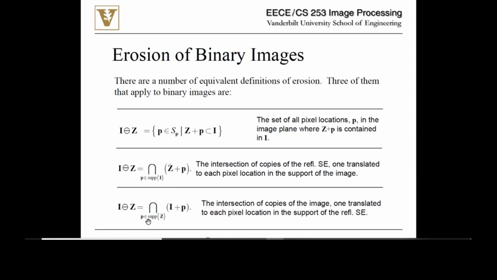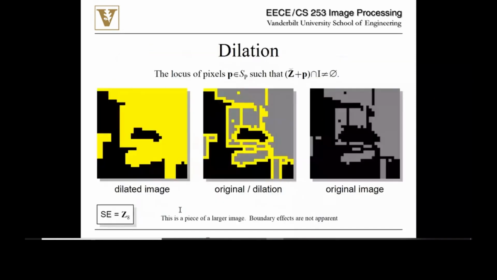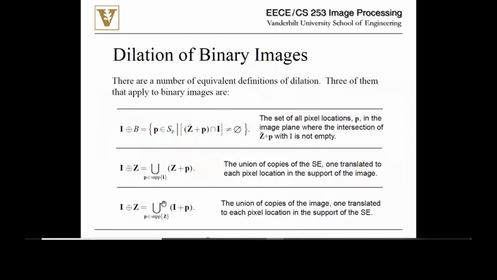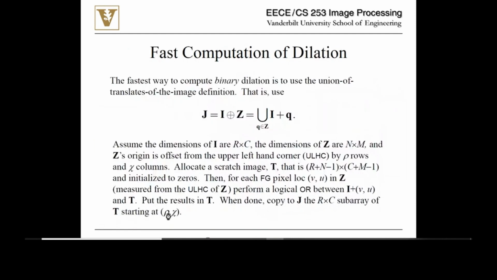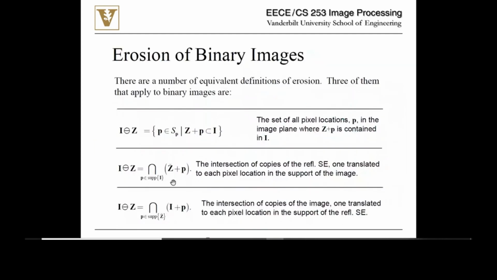And instead of the support of the image, you can find the equivalent definition now in terms of the support of the kernel. Not the kernel, but the reflected kernel. So you take the reflected kernel, and you move now the image to the location of the reflected kernel. So those are kind of equivalents to the definitions we have here. Here we had an expansion in terms of the locations of the support of the image, and here in terms of the locations of the support of the kernel. So now we have the same, but instead of unions, we have intersections.